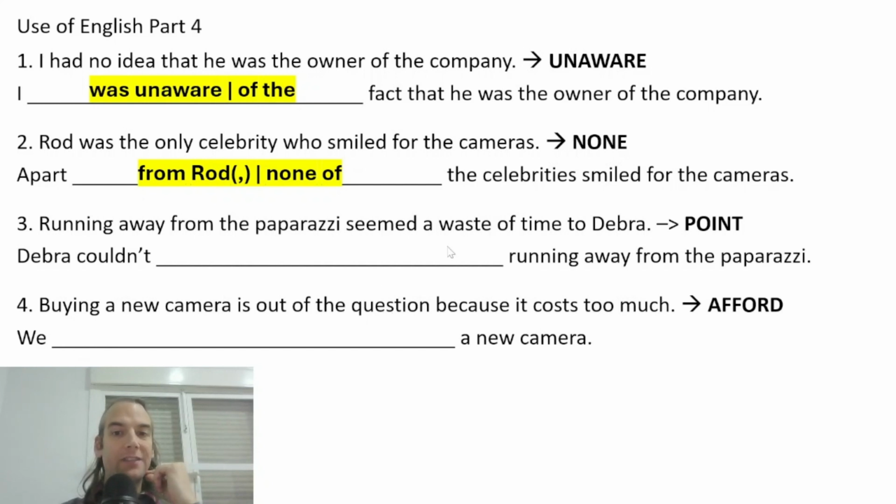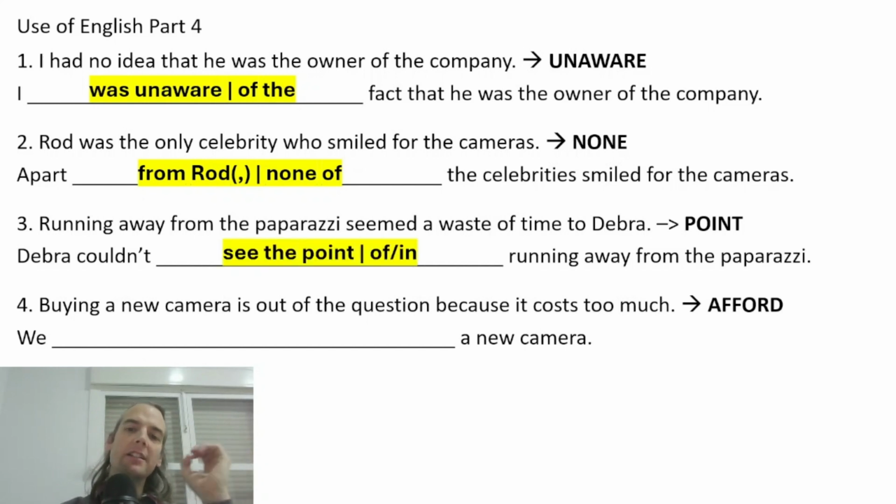Number 3, if something seems a waste of time, then you can't see the point. You can't see the point of or in doing something. It means you don't see why we do it. You don't understand why we do it. It's a waste of time.